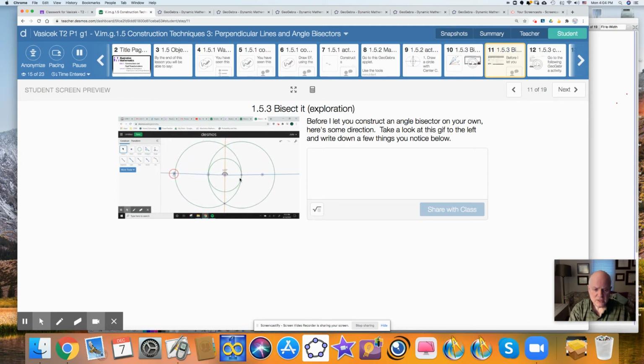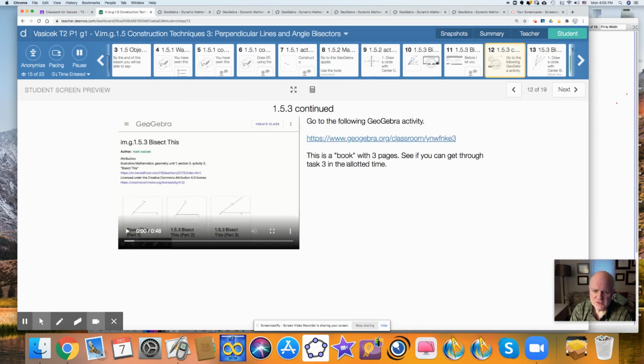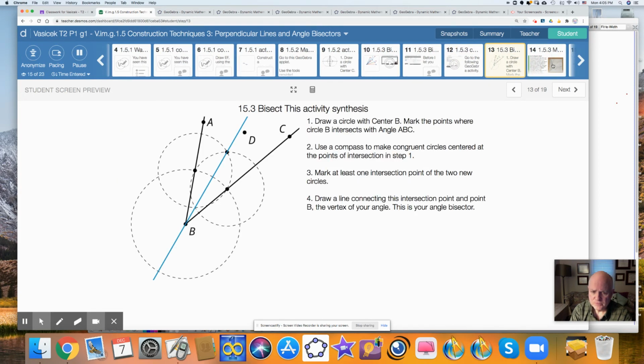And this looks like the perpendicular bisector. In fact, it starts with this point and this circle is the same distance away from that point. I wonder if we do the same thing when we do a construction. So on page 12 is this GeoGebra app. Again, I walk you through all of this, and you can watch this video if you need help on how to do this angle construction, angle bisector.